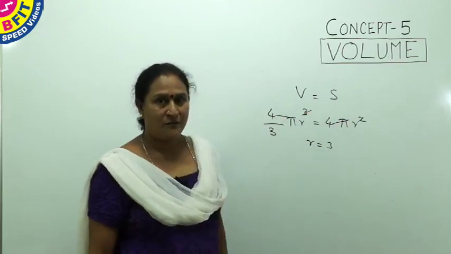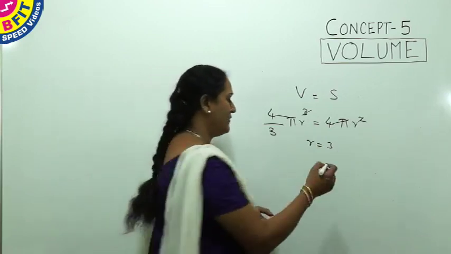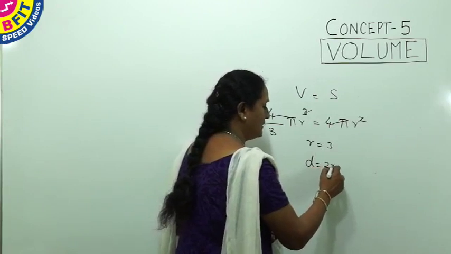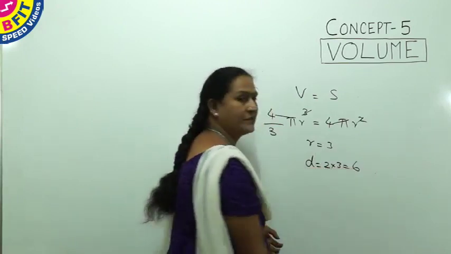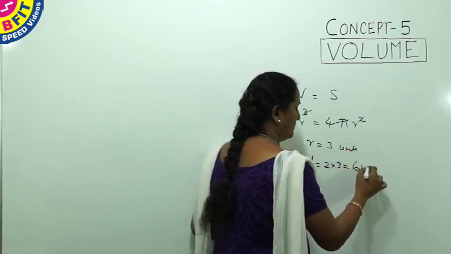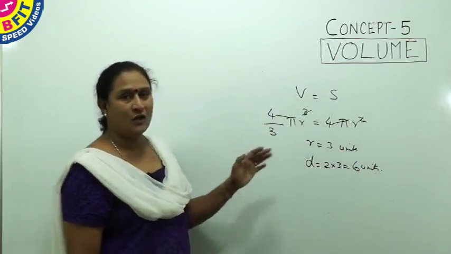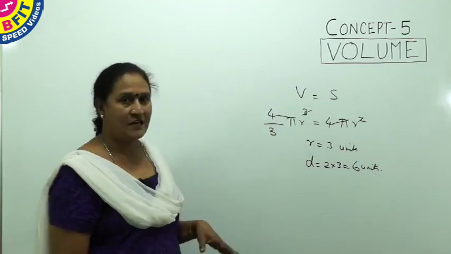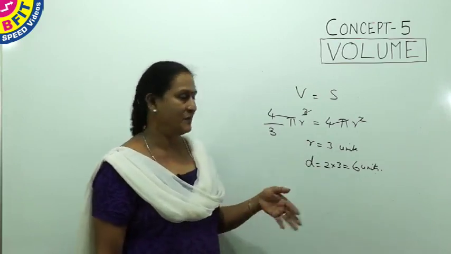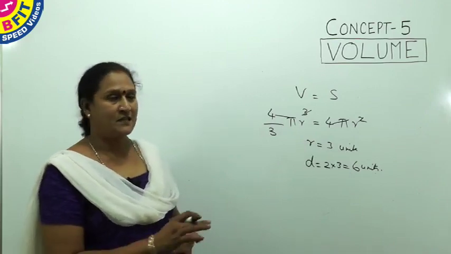So whatever the unit may be, the radius value will be 3. So units may differ and we are asked to find the diameter. So diameter is double the radius, so it is 6 units. So whenever volume and surface area of a sphere are the same, the radius will always be 3 and the diameter is double the radius. So we'll see the next example.